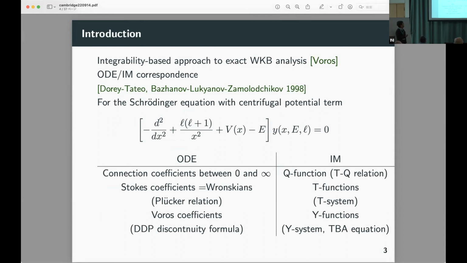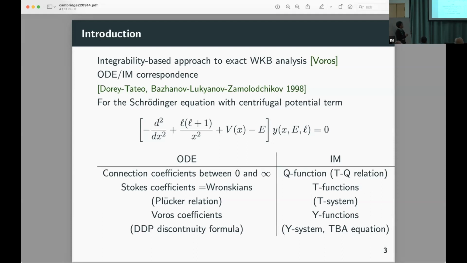This correspondence was noticed in 1998 by Patrick Dorey and Roberto Tateo, and also soon later by Bazhanov, Lukyanov, and Zamolodchikov. The essence of this correspondence is summarized in the table. Let us consider the Schrödinger equation with some centrifugal potential term, where V(x) is a polynomial in x. So we can analyze the spectral problem for this second order differential equation.